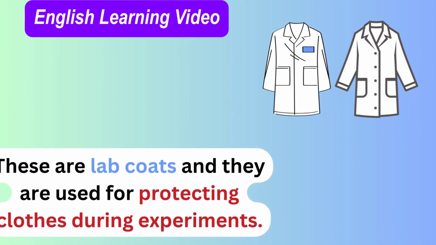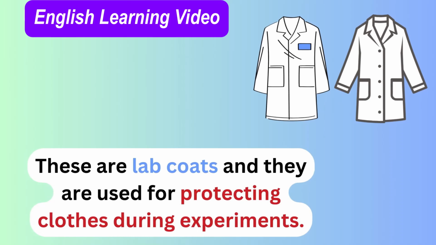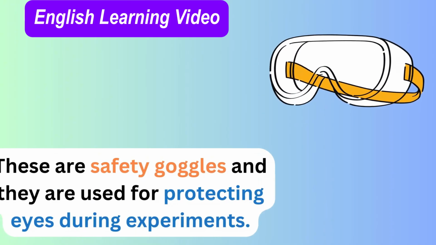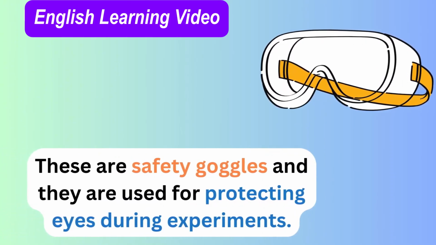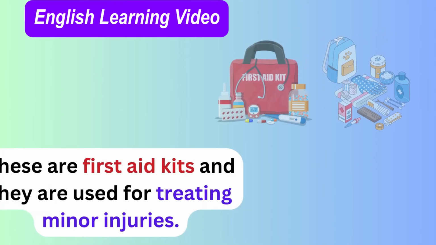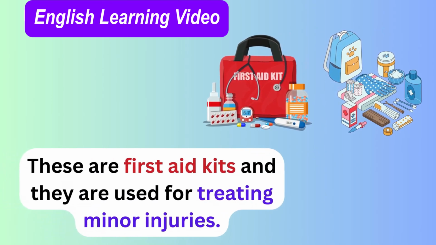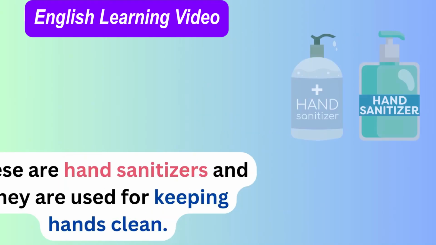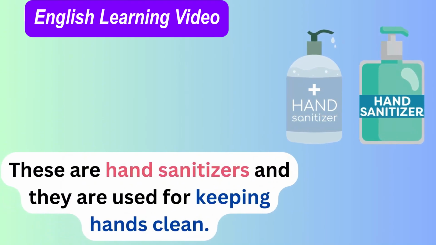These are lab coats and they are used for protecting clothes during experiments. These are safety goggles and they are used for protecting eyes during experiments. These are first aid kits and they are used for treating minor injuries. These are hand sanitizers and they are used for keeping hands clean.